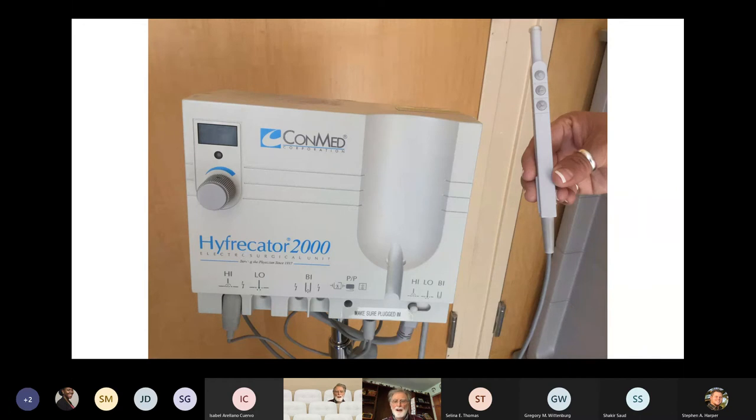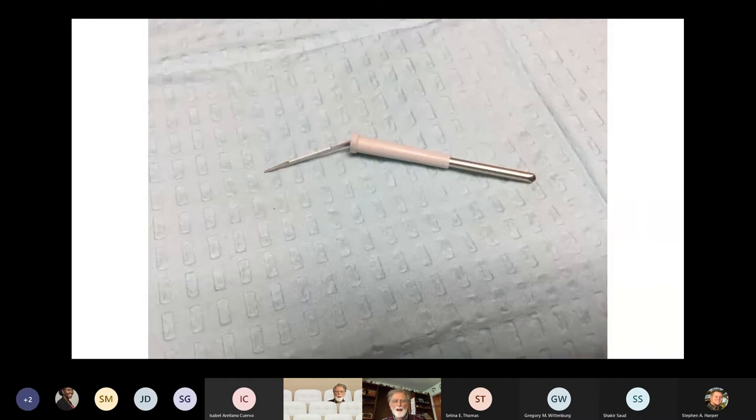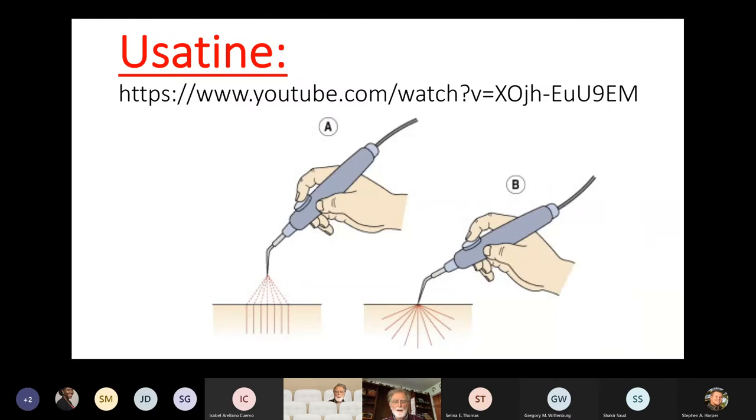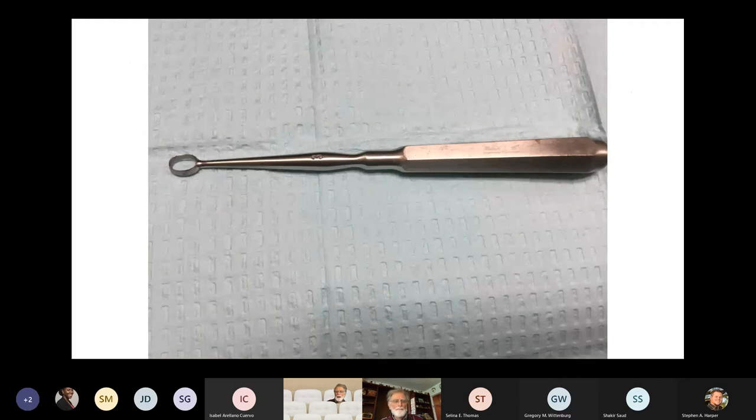This is the Hyfrecator. This is the Hyfrecator tip. This is the application of the Hyfrecator. It doesn't matter whether you desiccate, which is B, or you fulgurate, which is A. Fulguration means lightning, so it means just hovering above the skin. But I think that's just an academic distinction without meaning.